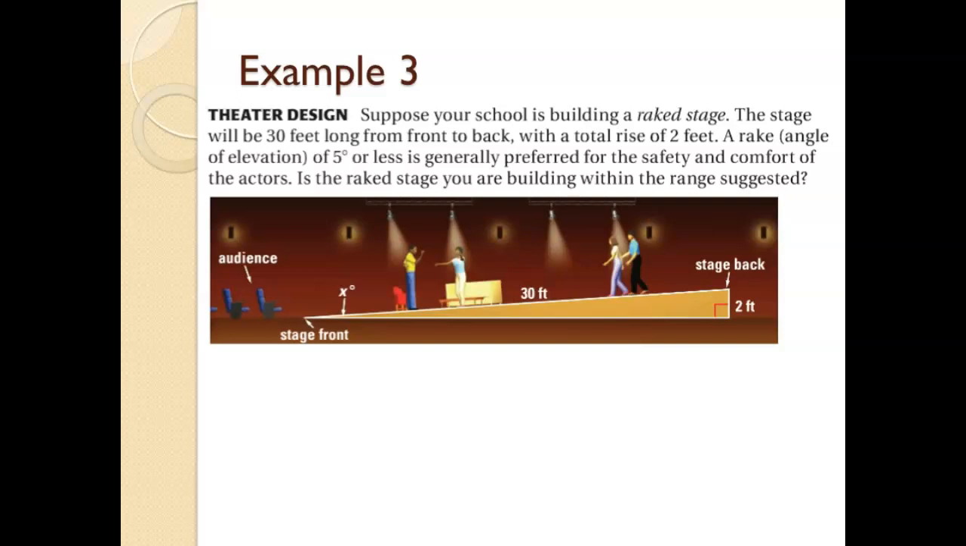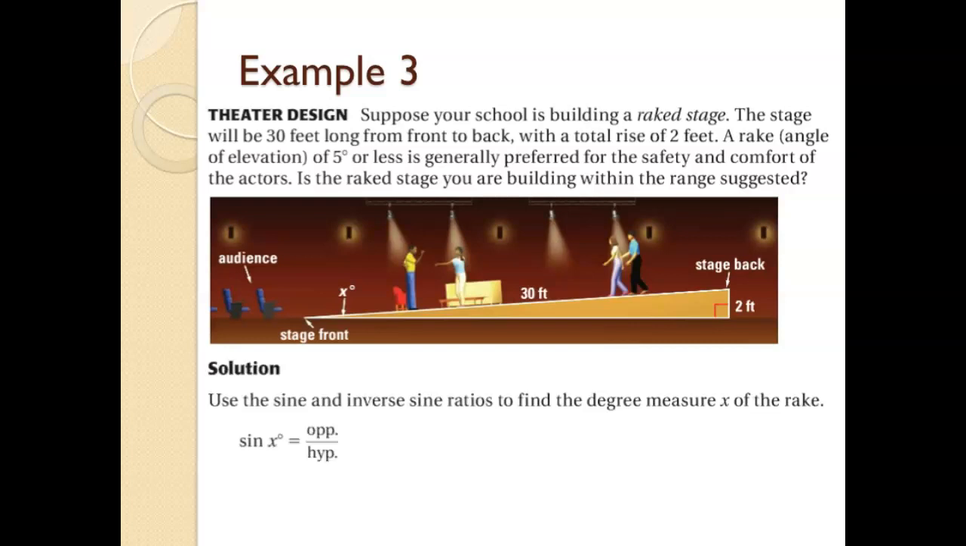So looking at the information that you have, it looks like 2 is across from the angle that we're looking for, so that would be the opposite side, and the 30 feet is the hypotenuse. So this looks like we want to use the sine ratio. So sine of x is going to equal the opposite over the hypotenuse, which would be 2 over 30. You can simplify that if you'd like, or you can leave it as 2 over 30.